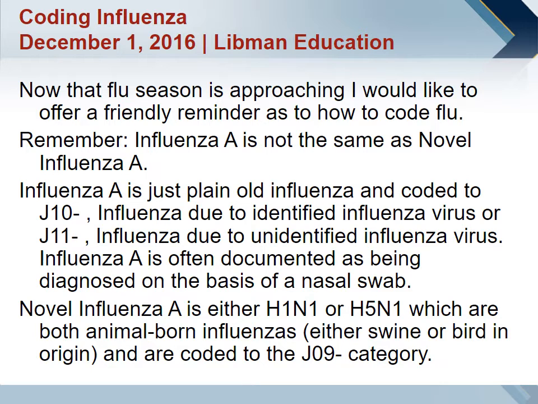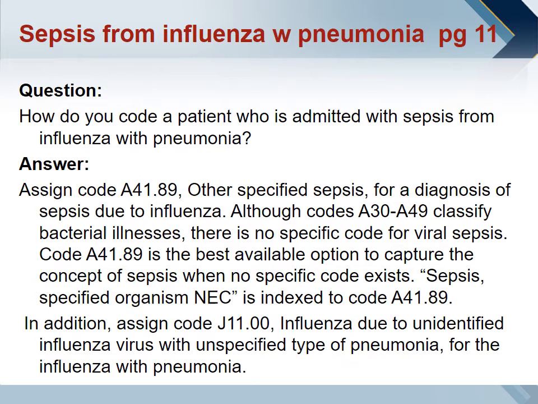And just a reminder to use caution when looking these up in the index and assigning codes for influenza. Sepsis from influenza with pneumonia. The question posed is, how do you code a patient who is admitted with sepsis from influenza with pneumonia? And it says assign code A41.89, as you would expect from the series of questions that you've seen so far.